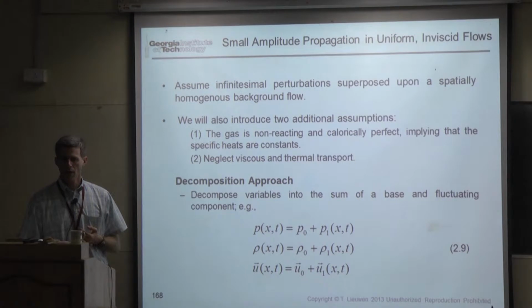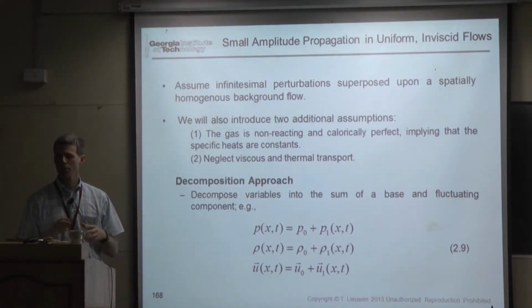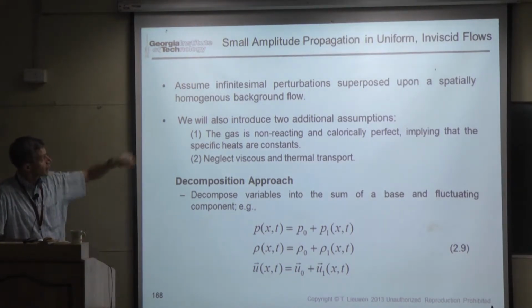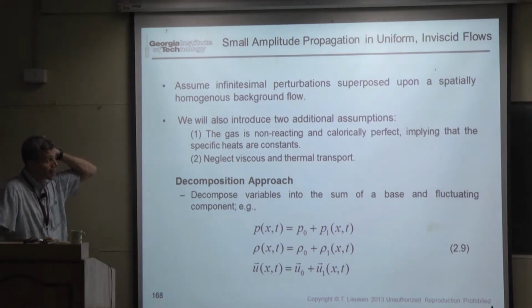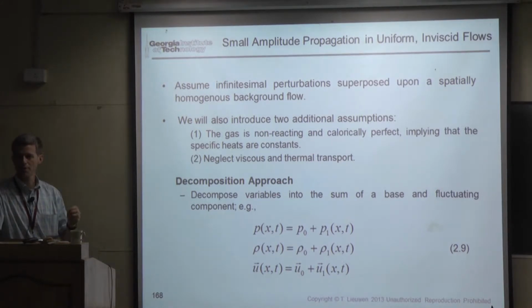All right? So if I have a flow where there's no gradients in density or temperature, and I have a spatially homogeneous background flow, and I add a very small disturbance into that flow at time t equals 0, what happens next? What happens to that disturbance? That's what I want to look at.